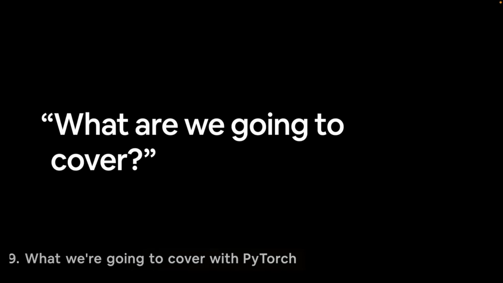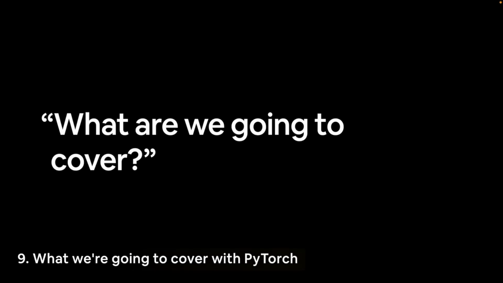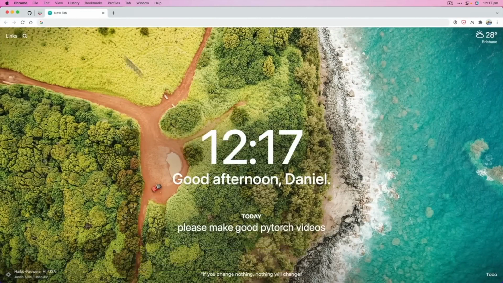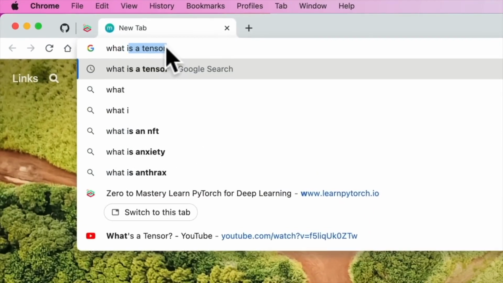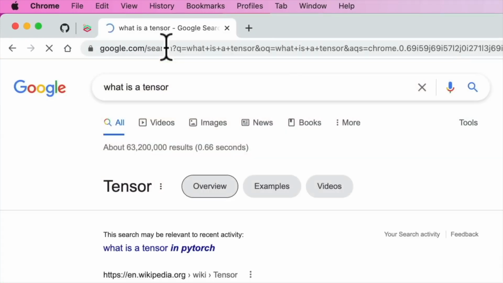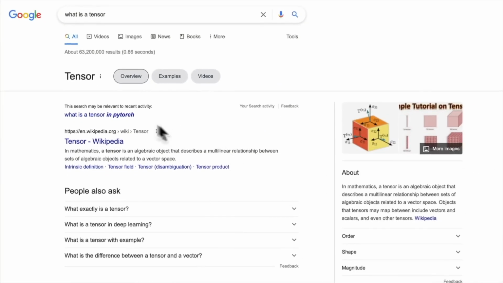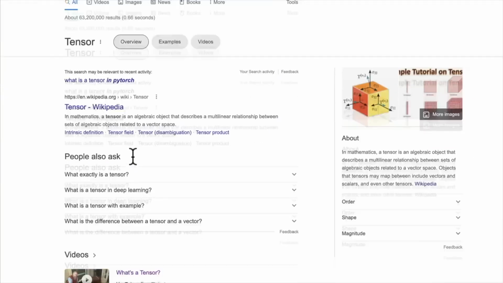Now it's time to get specific about what we're going to cover code-wise in this fundamentals module. But I just want to reiterate, going back to the last video where I challenged you to look up what is a tensor, here's exactly what I would do. I would come to Google, I would type in the question, what is a tensor? There we go. What is a tensor in PyTorch? Google knows, using that deep learning data, that we want to know what a tensor is in PyTorch. But a tensor is a very general thing. It's not associated with just PyTorch.